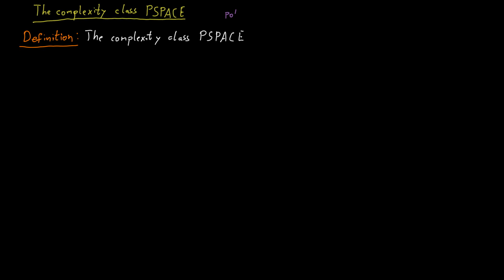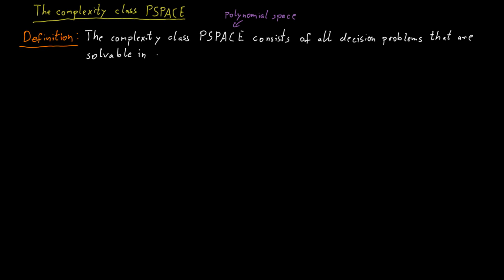The complexity class P contains all the decision problems which are solvable in polynomial time. On the other hand, the complexity class PSPACE contains all the decision problems that are solvable in polynomial space. Space here just means memory.